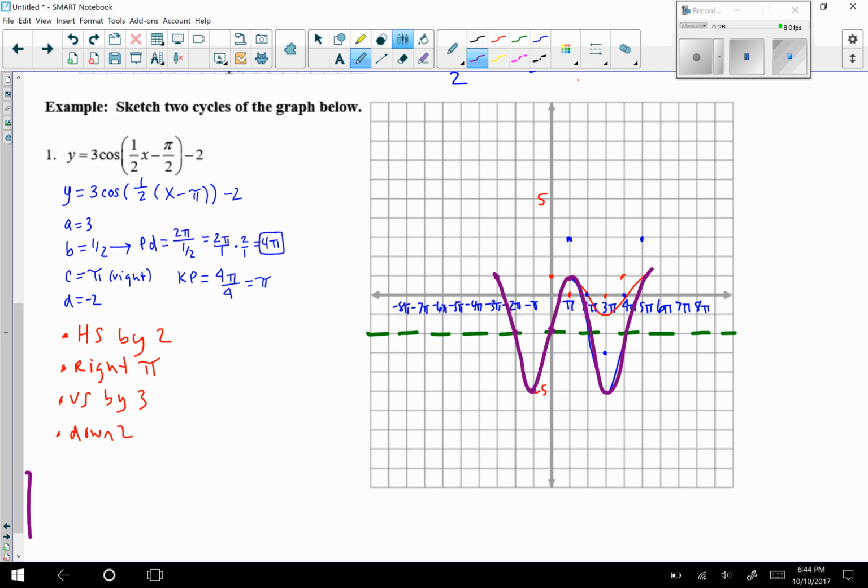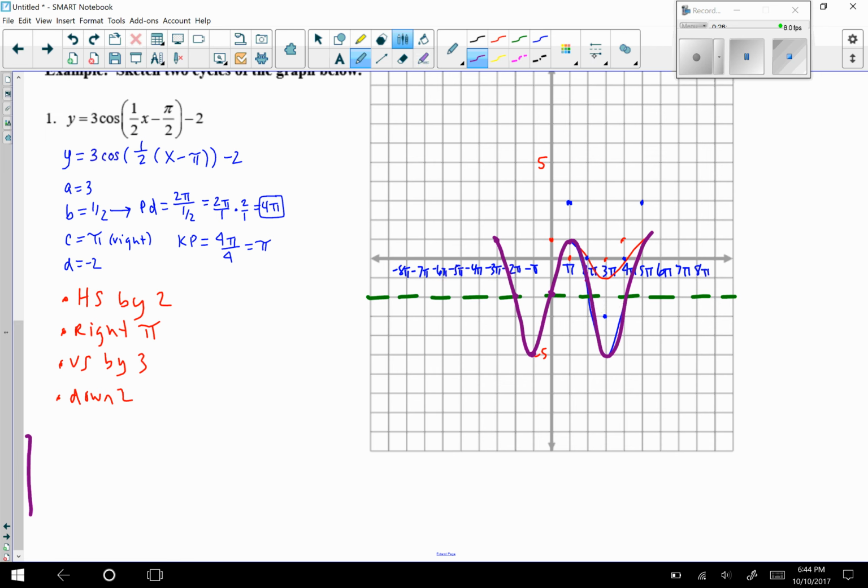So I'm going to go ahead and make a table here just to show you what I mean. For my table, I know that my parent graph values normally are 0, pi over 2, pi, 3 pi over 2, and then 2 pi.